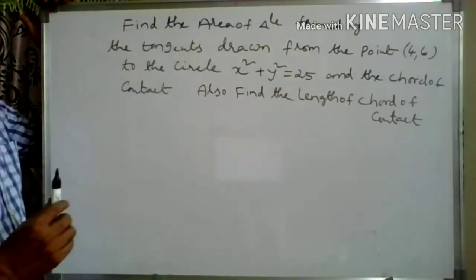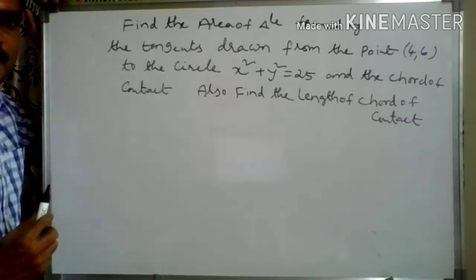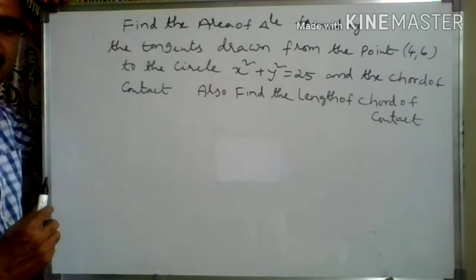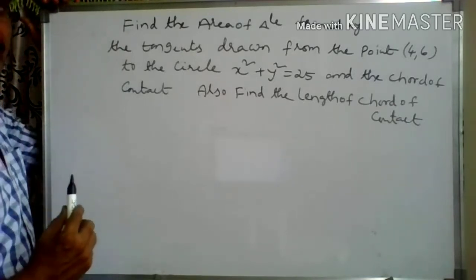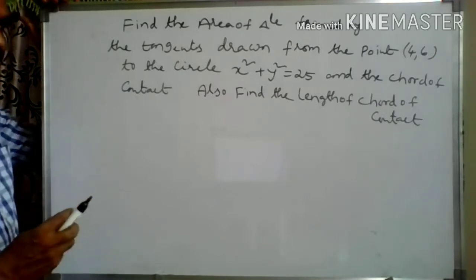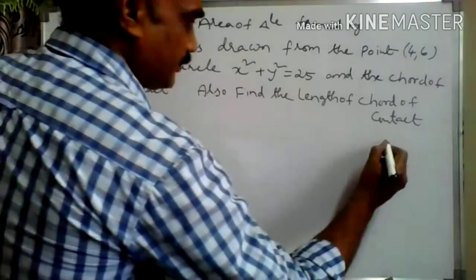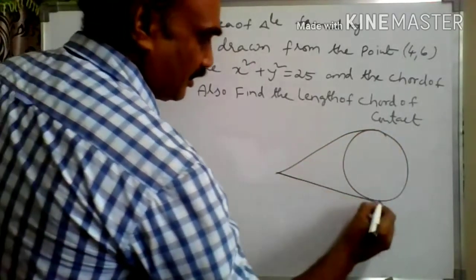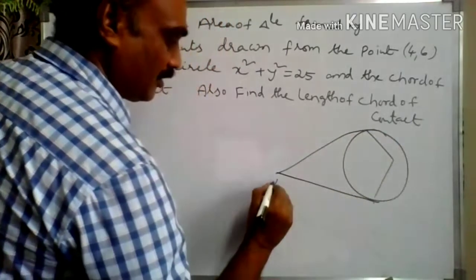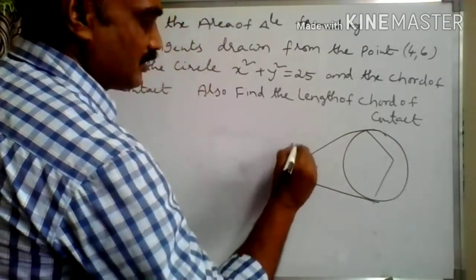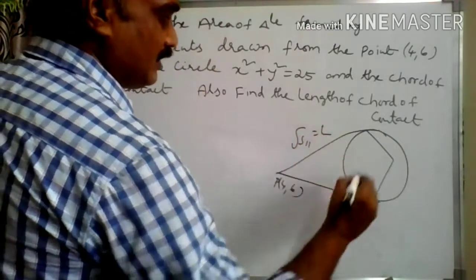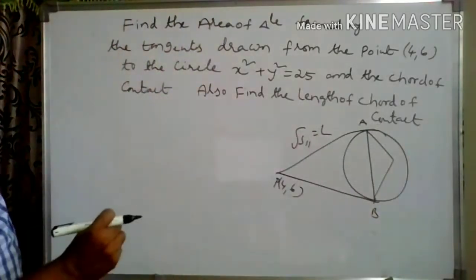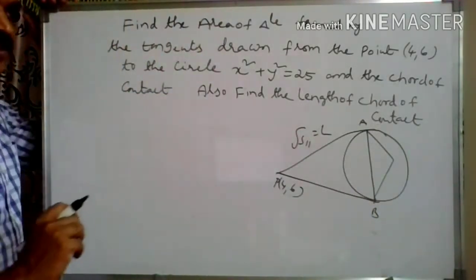Okay, so next: find the area of the triangle formed by the tangents drawn from the point (4, 6) to the circle x square plus y square is equal to 25 and the chord of contact. Also find the length of the chord of contact. So the given circle is x square plus y square is equal to 25. This is the external point, students, external point (4, 6). This is the length of tangent, root S1, that is equal to L. This is the chord of contact. Here two questions. First question, area of the triangle. Second question, length of the chord of contact.